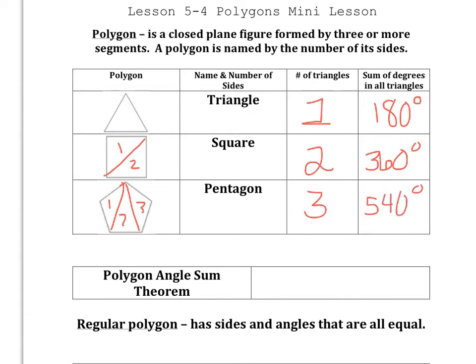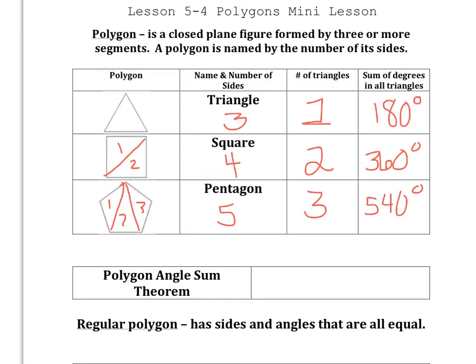Now, the reason that this is all interesting and important is if you recognize any polygon, the number of triangles contained in the figure is always going to be 2 less than the number of sides. Because if we have a quadrilateral, 4 minus 2, there's 2 triangles. A triangle, 3 minus 2 is 1 triangle. A pentagon, 5 minus 2 is 3 triangles.